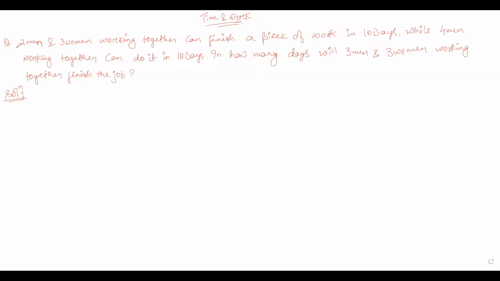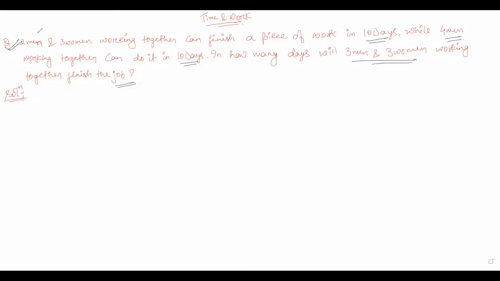Okay, so let us see this question now. 2 men and 3 women working together can finish a piece of work in 10 days, while 4 men working together can do it in 10 days. In how many days will 3 men and 3 women working together finish this job? So in such kind of question, it's always better to find the efficiency ratio of men and women.